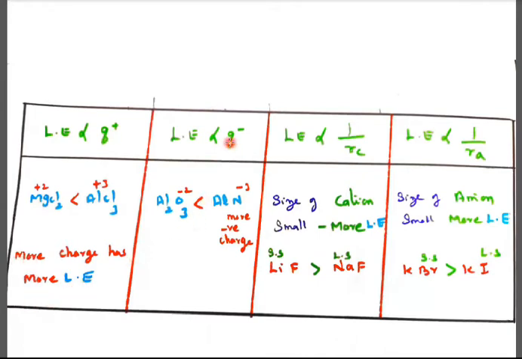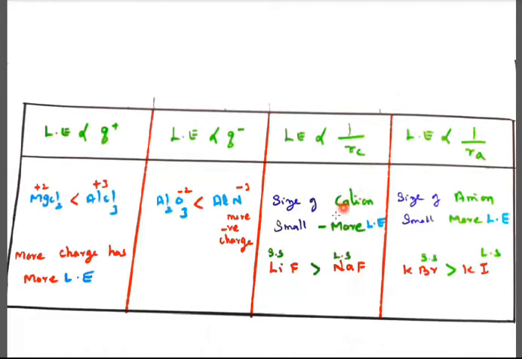Next example, the anion charge: aluminium oxide, Al2O3. Oxygen valency is -2, it is the anion. Aluminium nitride: nitrogen valency is -3. Comparing -2 and -3, the more charge is -3. So aluminium nitride has greater lattice energy than aluminium oxide, because of the more negative charge.